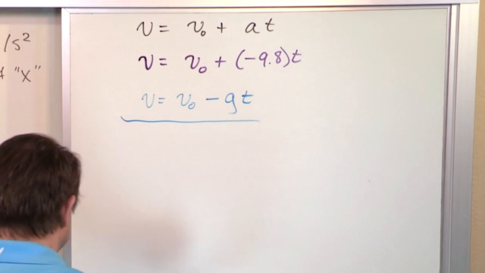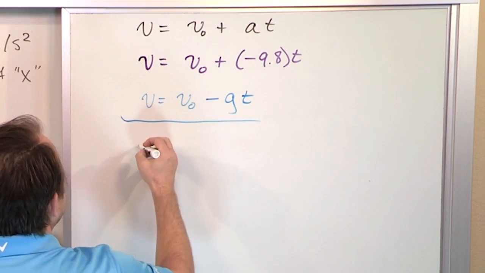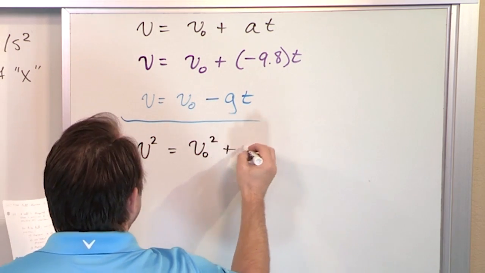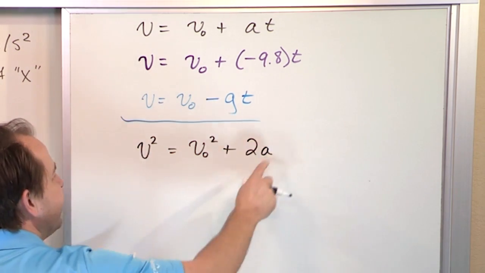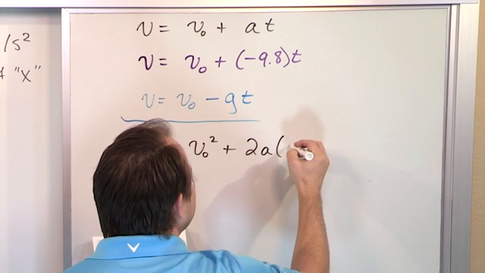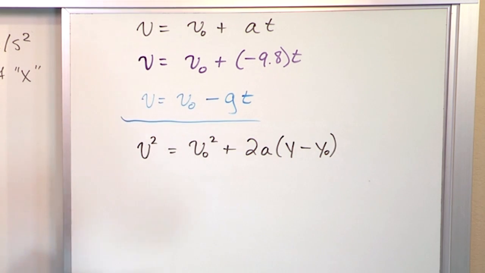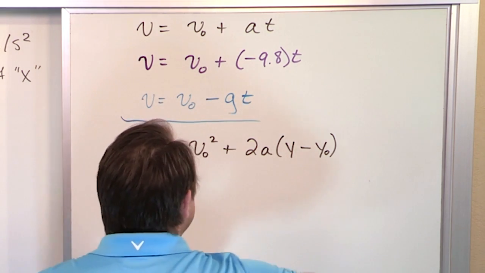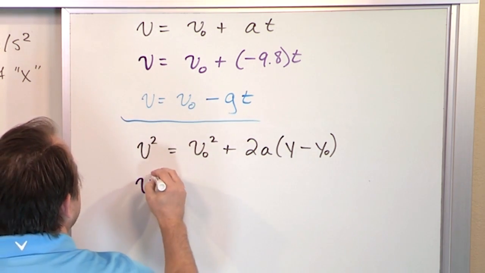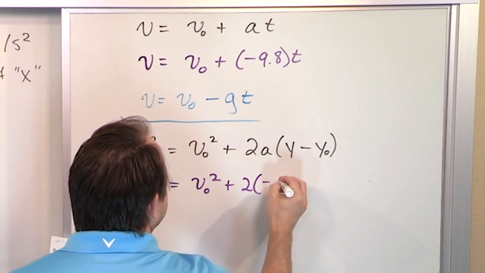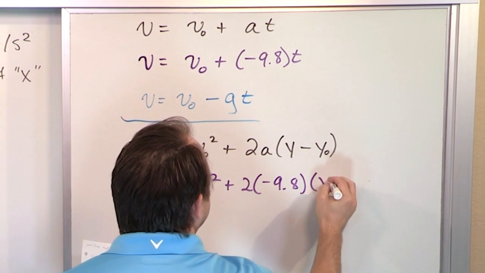And then finally, it's the exact same deal for the third equation of motion, as you can guess. v squared is equal to v naught squared plus 2a. Now, usually it's x minus x naught, but since we're dropping things, it's going to be y minus y naught. So we're just relabeling x to y. All right, so this is what I will do for my problems. I will just write this down, and then in the next step, I will stick the proper acceleration in there. So I'll write down v squared equals v naught squared plus 2 times a, which is negative 9.8, times y minus y naught.